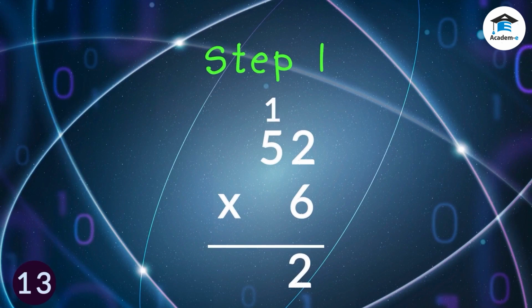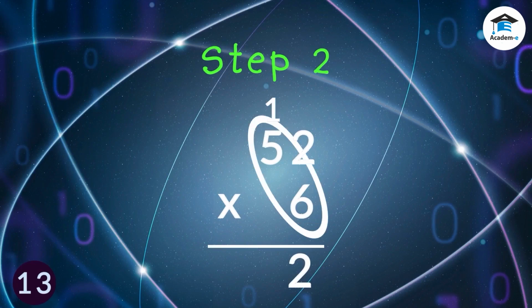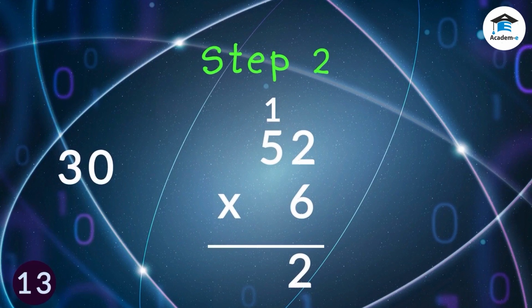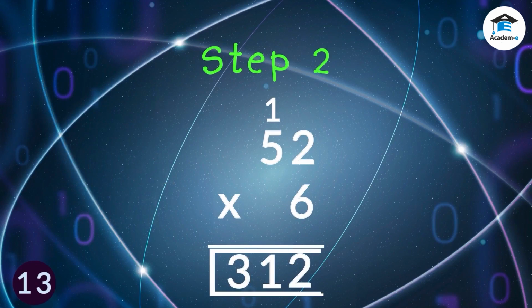Step 2. Multiply the tens column by 6. 5 times 6 is equal to 30. Then, don't forget to add the 1. 30 plus 1 is 31. The product of 52 and 6 is 312.